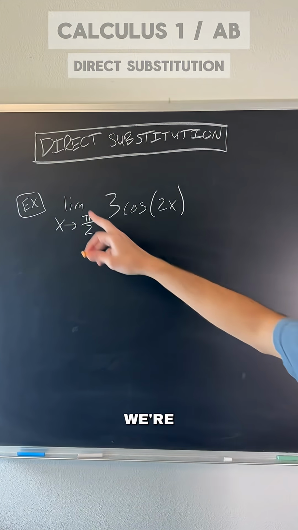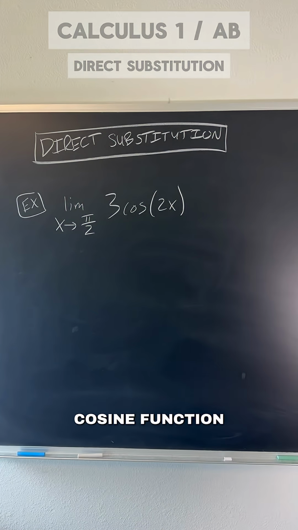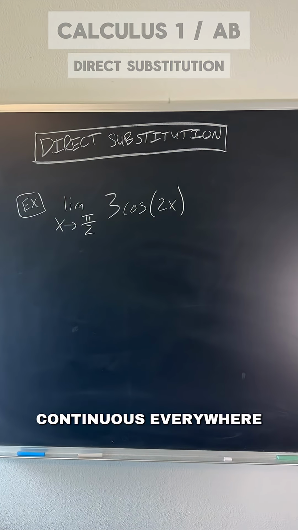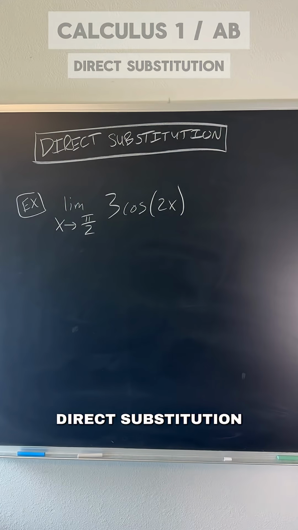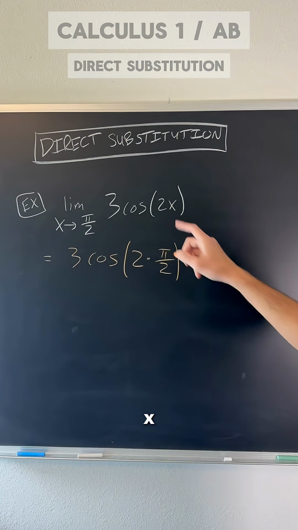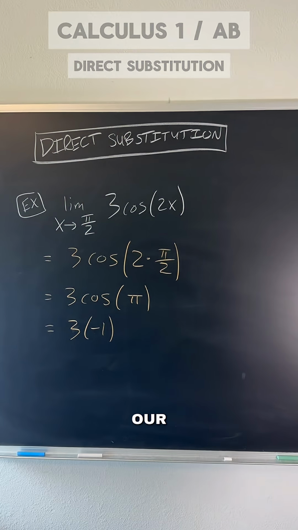Looking at this next example, we're asked to find the limit of our cosine function. We now know that cosine is continuous everywhere, therefore we can use direct substitution. So we plug in pi over 2 for x, we simplify and then evaluate our cosine of pi, and end up with our final answer of negative 3.